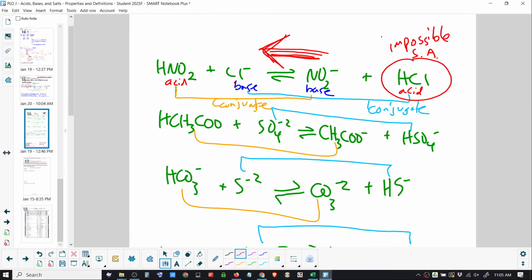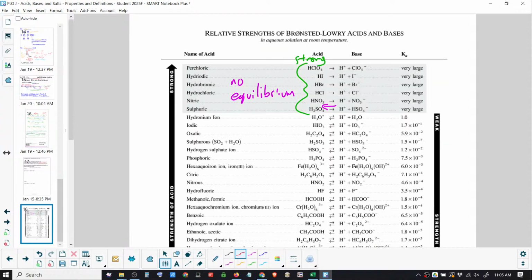So you can't create HCl this way. It makes it completely impossible. It has to go the other way. It immediately dissociates into this. So this means this reaction would just never go. If you added HNO2 to Cl minus, it would just stay as HNO2. It wouldn't actually react with Cl at all. Wait, what? I thought it would just go that way. Because HCl is a strong acid, it only goes that way. So there's no equilibrium with any of the strongs, so it can't go backwards.